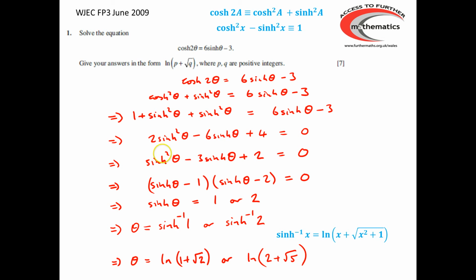The marking for this question, well, there are 3 marks for obtaining the quadratic equation in sinh theta, 2 marks then for obtaining the 2 possible values for sinh theta, and the final 2 marks for having those values for theta expressed in the required form.